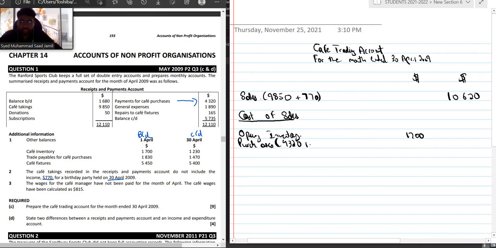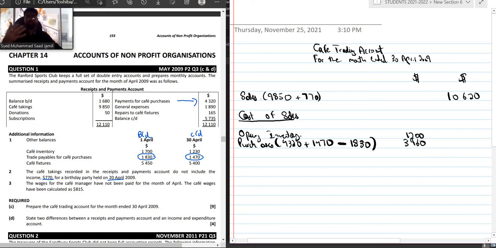Look at trade payables for cafe purchases. While teaching you the format in the first lecture, I told you that whatever BD you have, you subtract it, and whatever CD you have, you add it. This is the amount of money you were yet to pay for the current year, and subtract 1830. Now this 4,320 also includes the payment of 1830 worth of purchases. But did you purchase these in the current year or in the previous year? Previous. Exactly, so you won't include it in the current year, that's why you're subtracting it. So your purchases amount up to 3960.